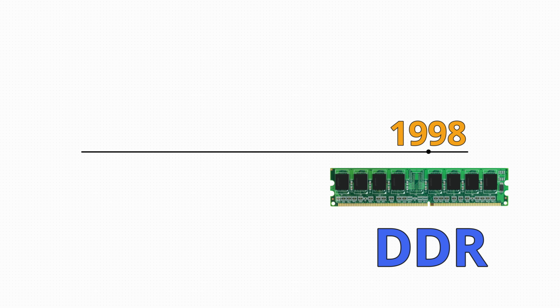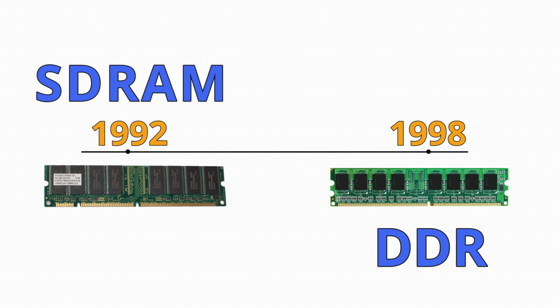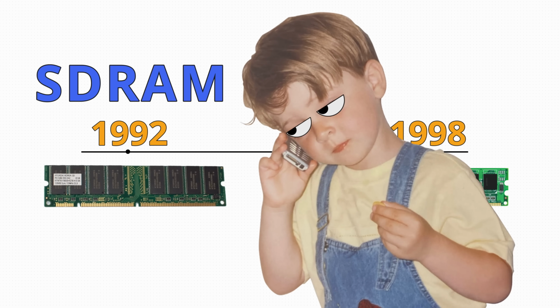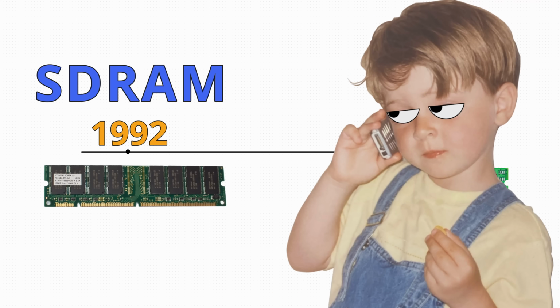DDR1. Before DDR RAM was introduced in '98, personal computers used something called SD-RAM, but SD-RAM had a big problem. It was not using its full potential.